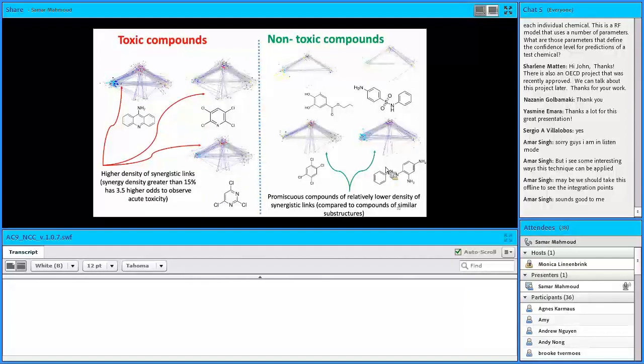When we compare it with toxic compounds that are also promiscuous, what distinguishes the two is the density of synergistic links. We saw that when compounds show a synergy density higher than 15%, represented by the blue edges, there are 3.5 times higher odds of the compound triggering acute toxicity. This means that promiscuity as such is not a good predictor of toxicity, but we need to look at what the constituents of these combinations are, what they mean, and whether the polypharmacology is significant or not.